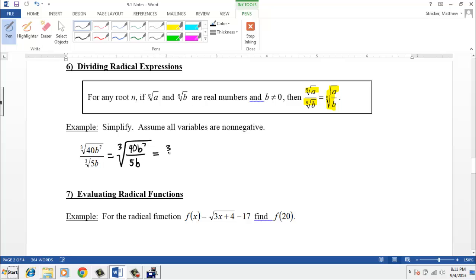And when I divide, things get a lot simpler, because 40 divided by 5 is 8. Then I have 7 b's on top and I have 1 on the bottom. One of those b's on the bottom cancels with one of the 7 on top, leaving a b to the 6th, and there is no more denominator. Of course, the cube root of 8 is 2, and the cube root of b to the 6th is b squared. Divide that power of 6 by 3, you get 2. And that's how you can apply the quotient rule.